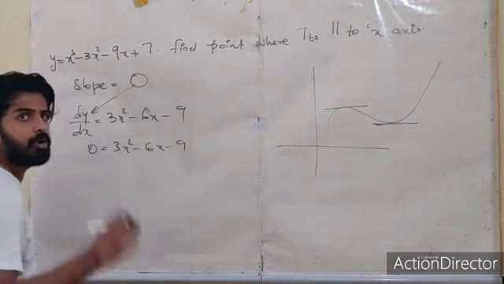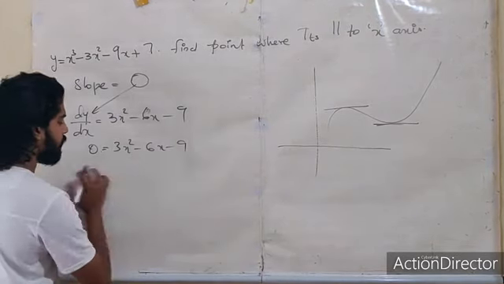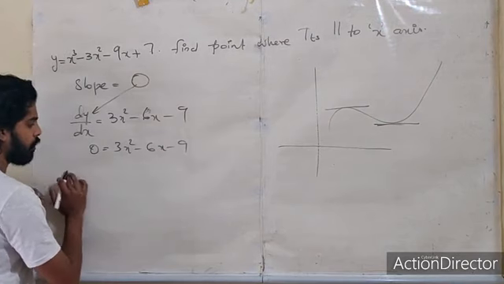We have to solve this in order to find the x coordinate. So how will we solve it? We will just divide this equation by 3.